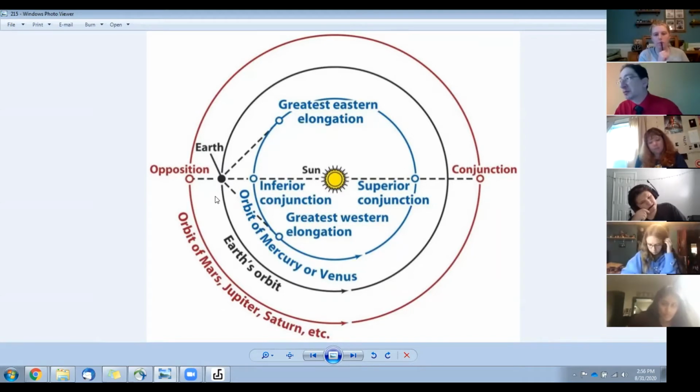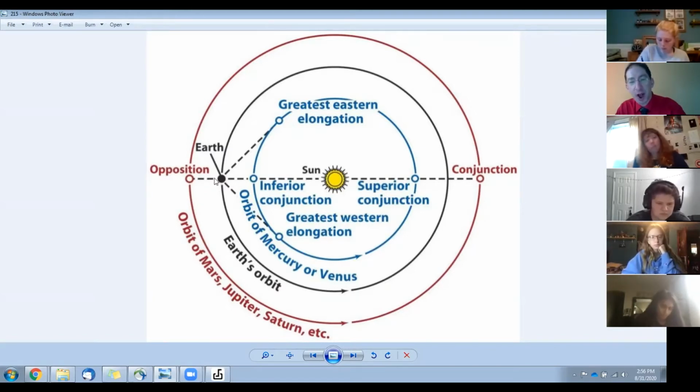Let's start with the outer planets. They can be anywhere in our sky. They can be exactly opposite the sun. So from our point of view, if the sun's over here, opposite would be over here. And so if the planet's at this part of its orbit, we call that opposition, meaning opposite from the sun. Or it can be all the way over here in the same part of the sky as the sun. We call that conjunction. So any planet that's farther out than us can be anywhere in the sky.